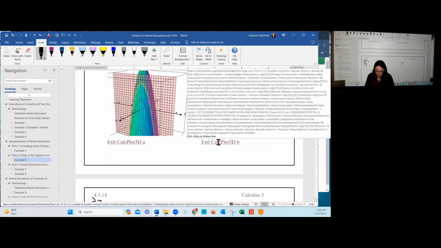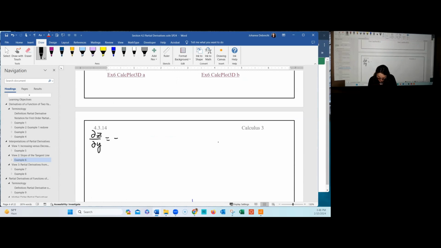Now we want to evaluate that at our particular point. So this tells us that the partial with respect to y evaluated at our point 1, 2, 2 would turn out to be a negative 4, which means the z value is decreasing by 4 at that point as y increases by 1.